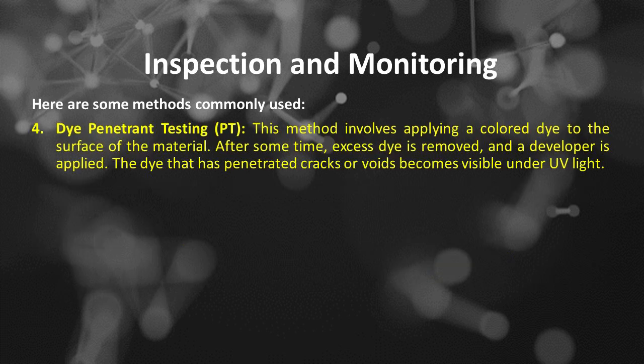Number 4 is dye penetrant testing, or PT. This method involves applying a colored dye to the surface of the material. After some time, excess dye is removed, and a developer is applied. The dye that has penetrated cracks or voids becomes visible under UV light.